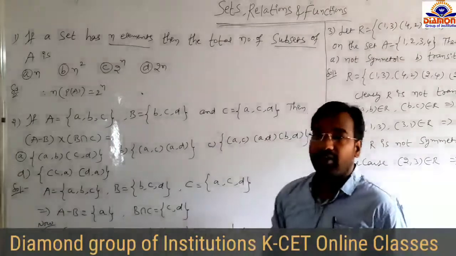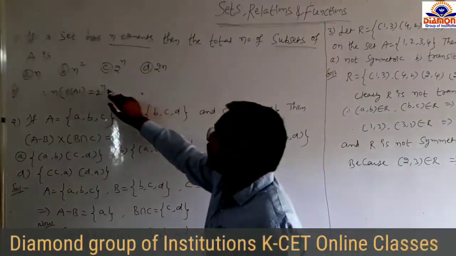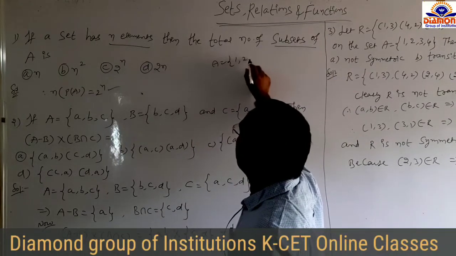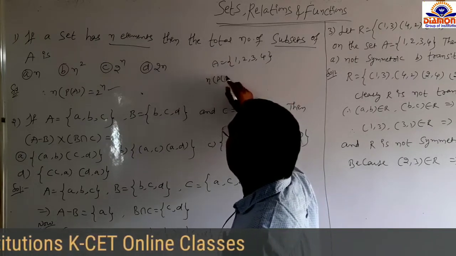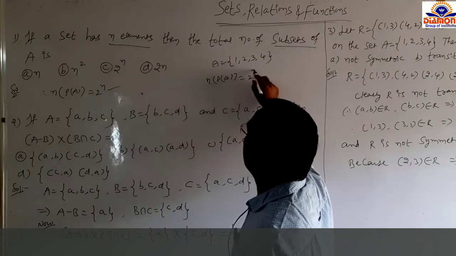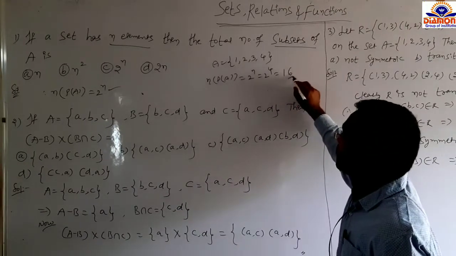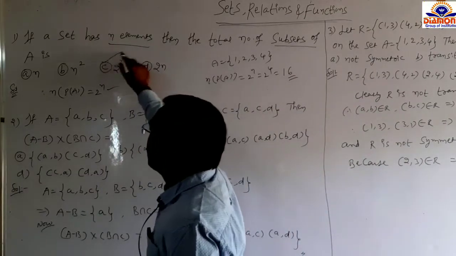So this is the standard result. The number of subsets of A is 2 power n. For example, if you take A equal to {1, 2, 3, 4}, then the total number of subsets is equal to 2 power n, which is 2 power 4. 2 power 4 is nothing but 16. So that's why the option is C.